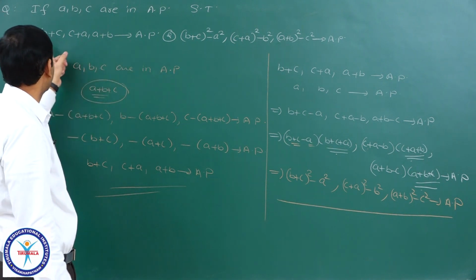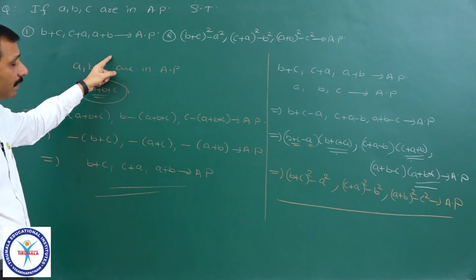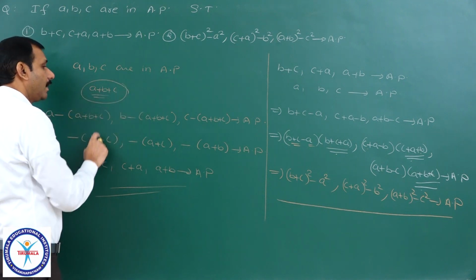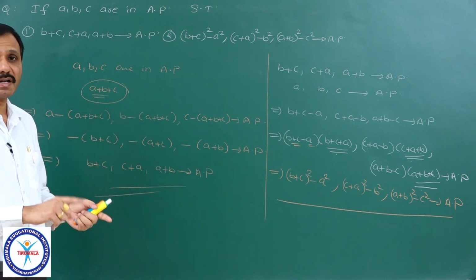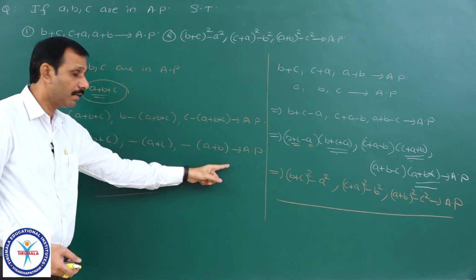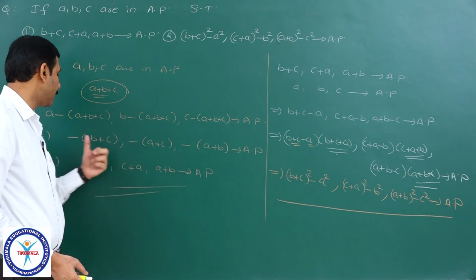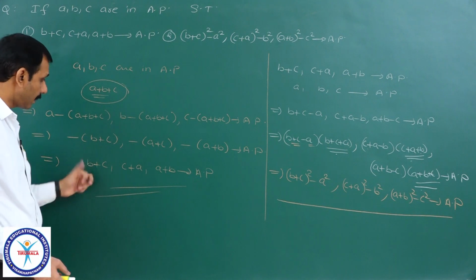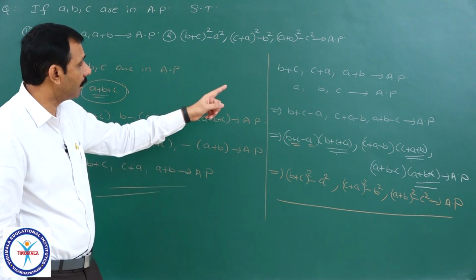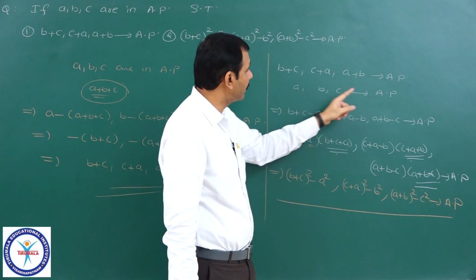Here A, B, C are in AP, I need to show this one. I observed that A and here B plus C, C plus A, A plus B. For this A, B, C, because these terms are in AP, you can add or subtract a fixed term for each and every term, then the resulting terms are also in AP. Now, these are the terms I got. Because A, B, C are in AP, even if we multiply with a minus sign, whatever terms we get are still in AP only. Therefore, it. And the second one, B plus C, C plus A, A plus B are in AP. And A, B, C are in AP.